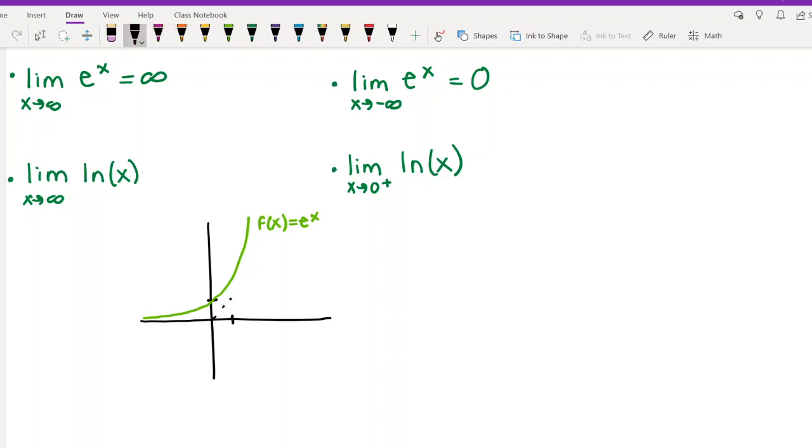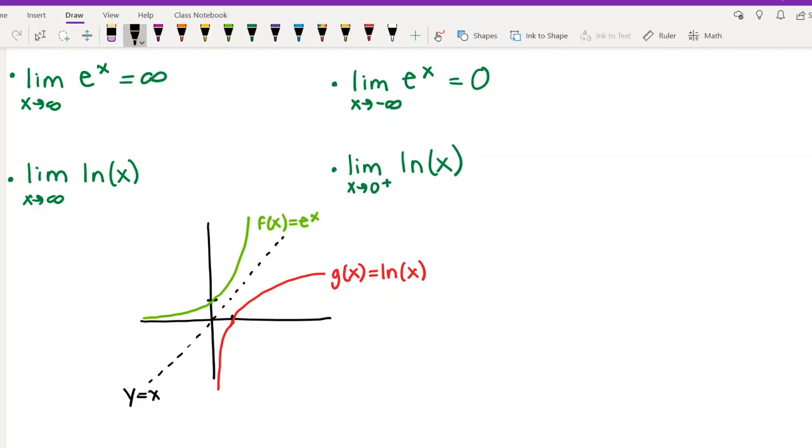So if you were to draw a diagonal line, y is equal to x, and then kind of take this green graph and flip it over that line, you would get a graph that looks like this. And this is the graph of ln of x.